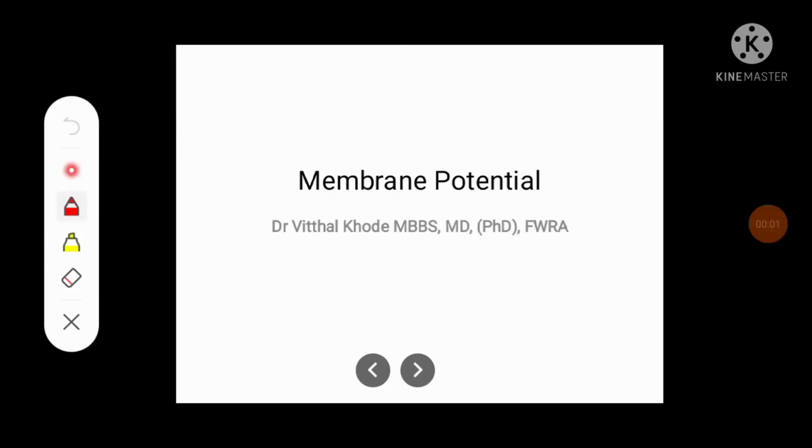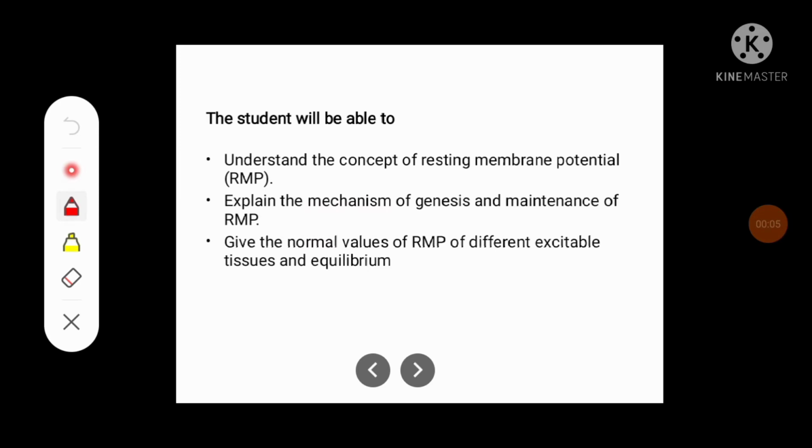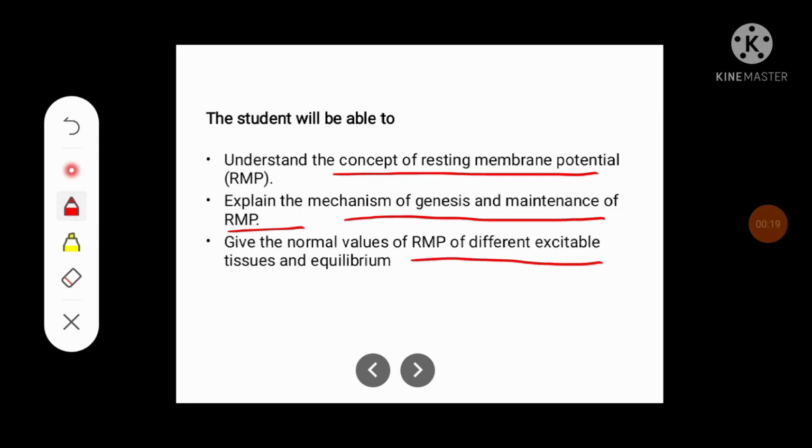Everyone, in this class we'll try to learn about membrane potential. The objectives would be to understand the concept of resting membrane potential, that is RMP, explain the mechanism of genesis and maintenance of resting membrane potential, give the normal values of resting membrane potential in different excitable tissue, and equilibrium.